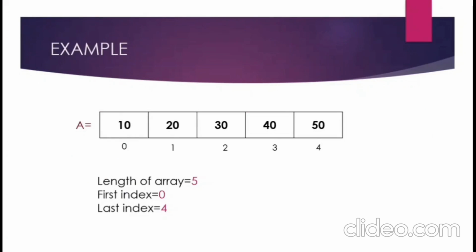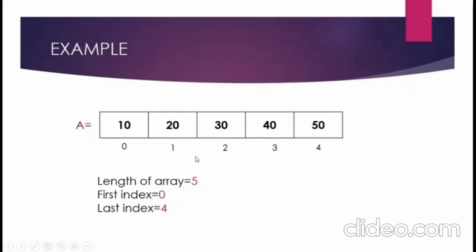Let's see an example of the structure of array. See, the length of the array is 5, name of the array is A. In arrays, we use index to represent individual elements. So the first index is 0, followed by 1, 2, 3, and the last index is 4. Remember, the index starts from 0.